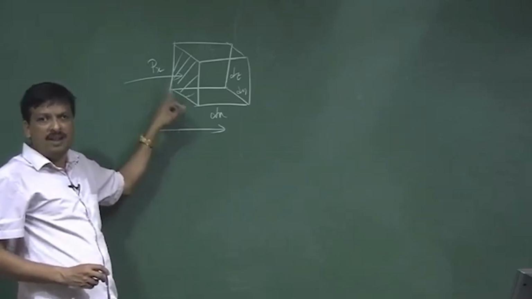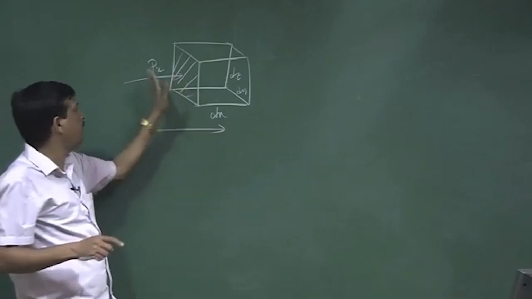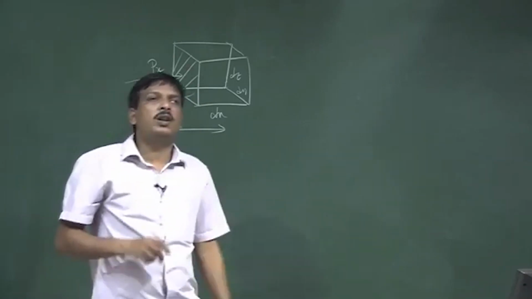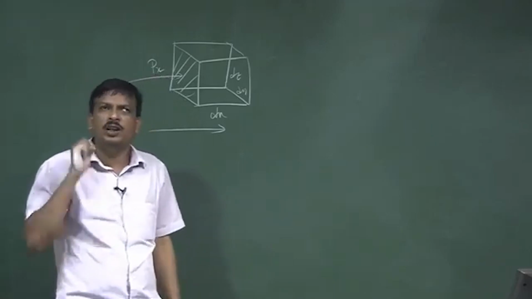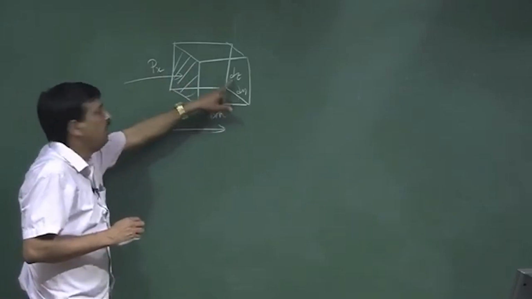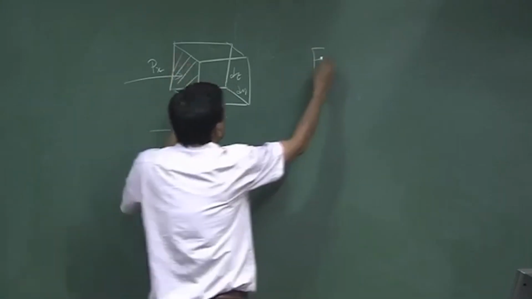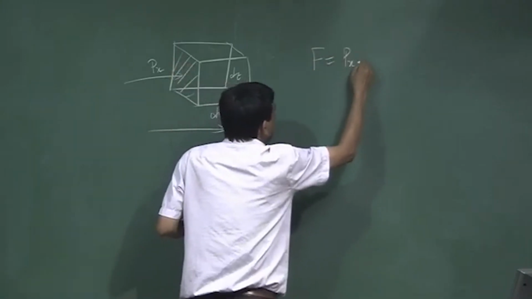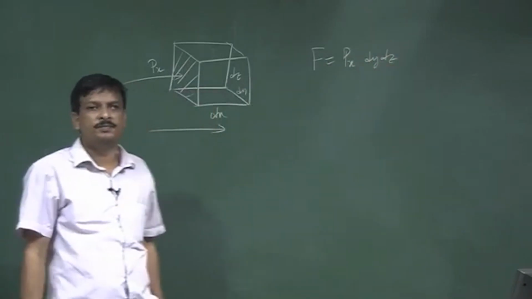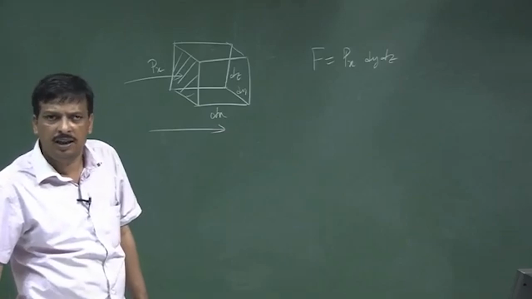Total pressure minus equilibrium pressure will be the acoustic pressure. So, the total pressure acting on this surface is Px. What is the force? What is the definition of pressure? Force per unit area is the pressure. What is the area of this plane? It is dy into dz. So, the force acting on this plane is Px into dy dz. Force is pressure multiplied by the area.